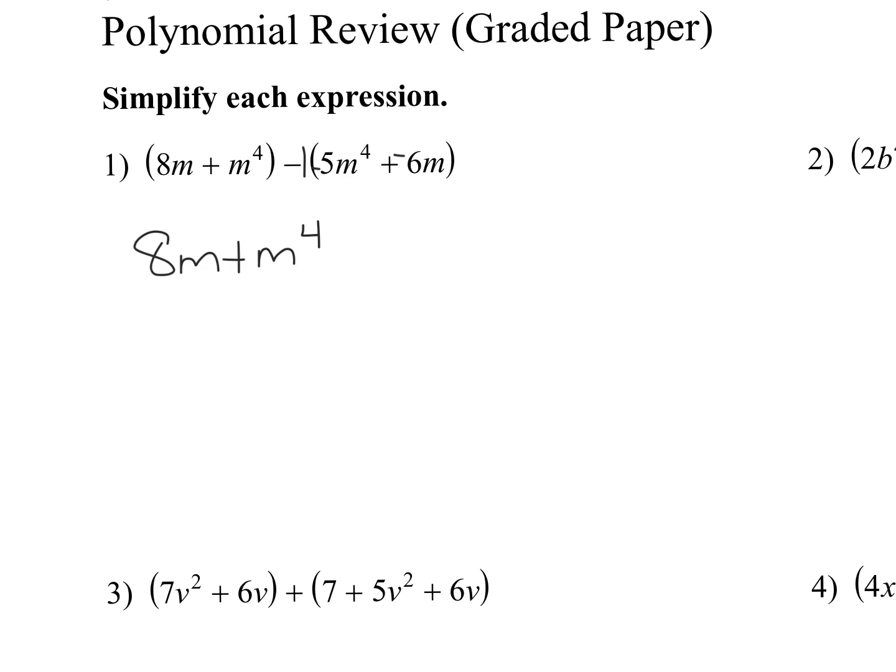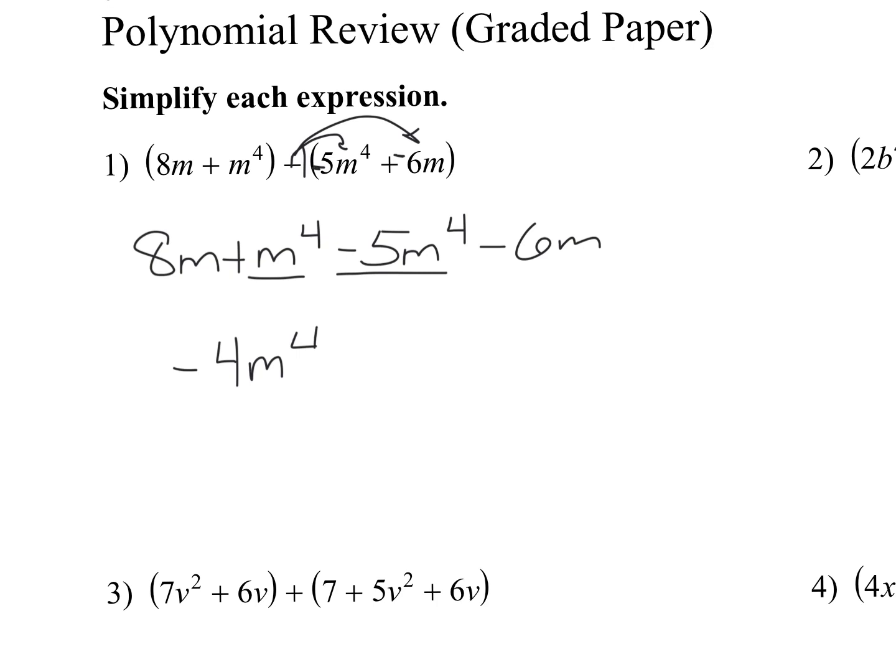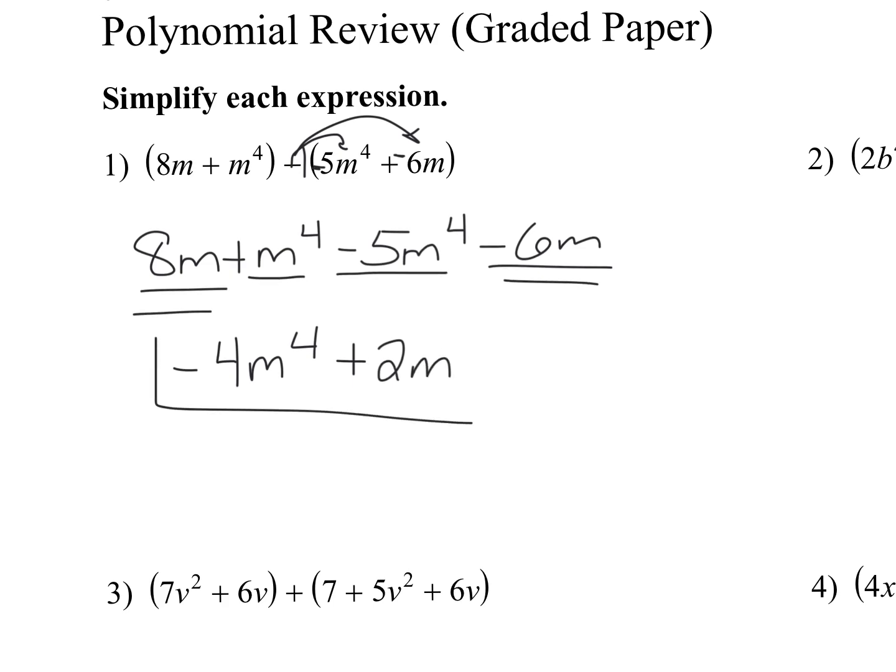What does the second one change to? Minus 5m to the fourth minus 6m. So what's happening is I'm distributing that -1, or you can think of it as I'm switching all of the signs on the inside. And then what do I do from here? Combine like terms. So we have m to the fourth minus 5m to the fourth. We get -4m to the fourth. And then I have 8m minus 6m. So we get plus 2m.